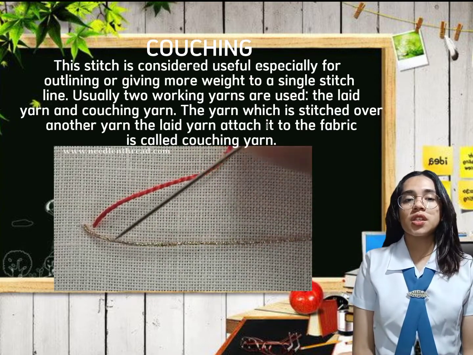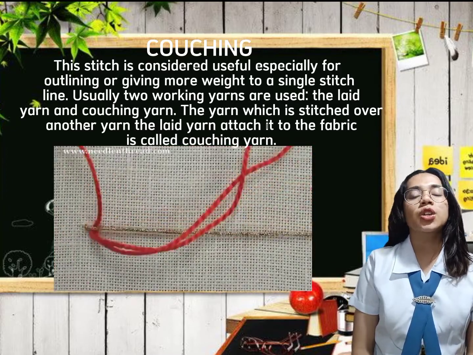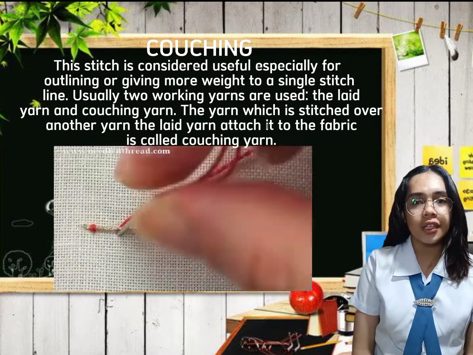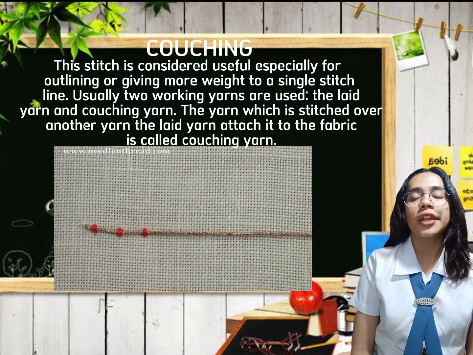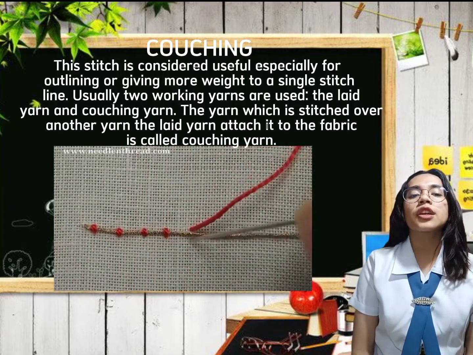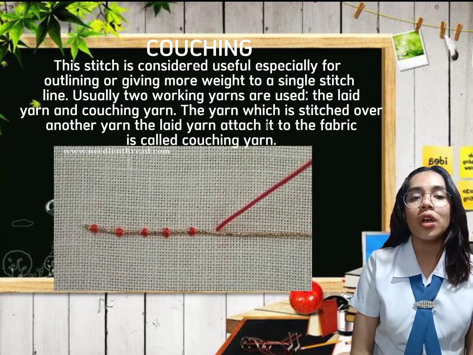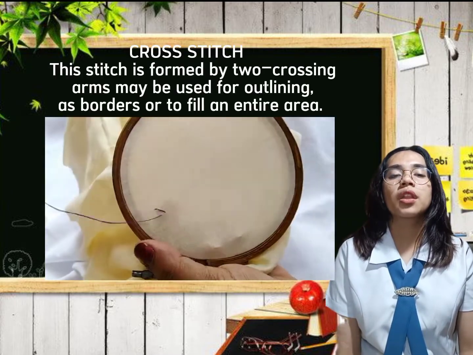Couching. This stitch is considered useful especially for outlining or giving more weight to a single stitch line. Usually, 2 working yarns are used, the laid yarn and the couching yarn. The yarn which is stitched over the other yarn is the laid yarn, and the one which is attached to the fabric is called couching yarn. Commonly used for lettering purposes or even the flower embroidery designs. Cross stitch. This stitch is formed by 2.